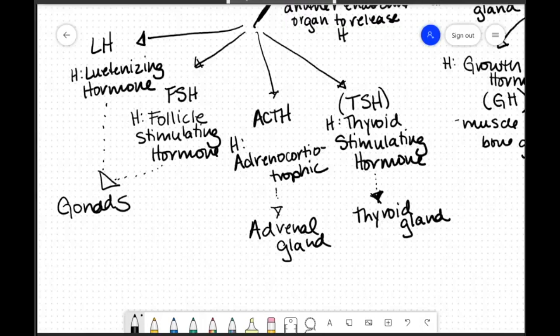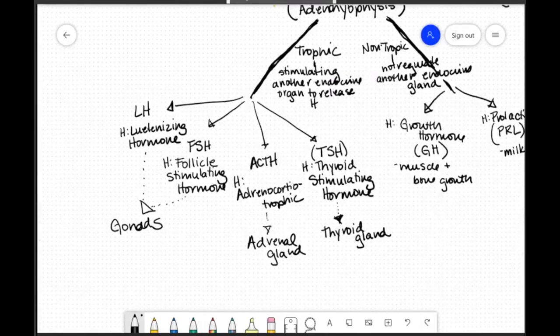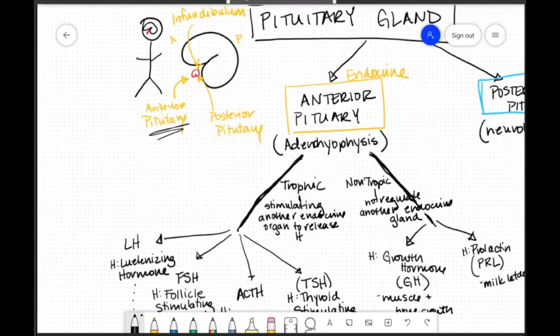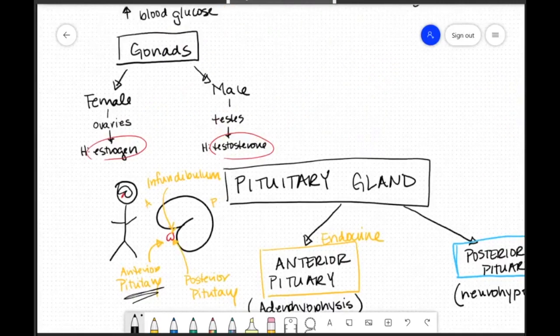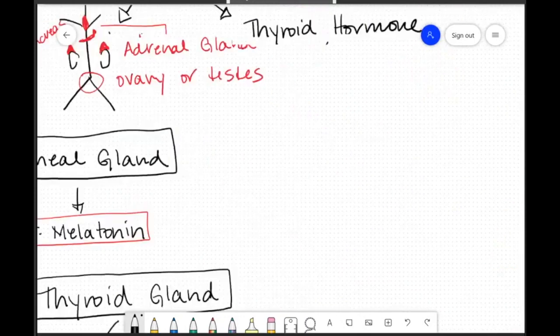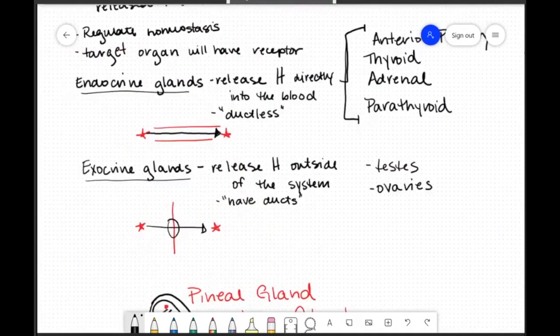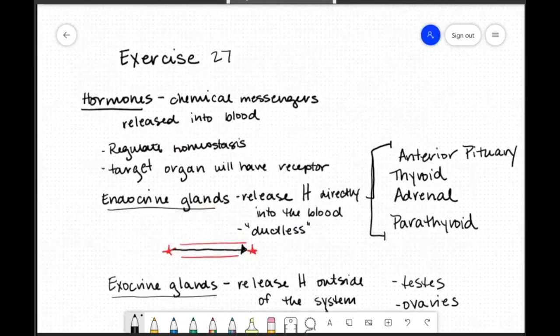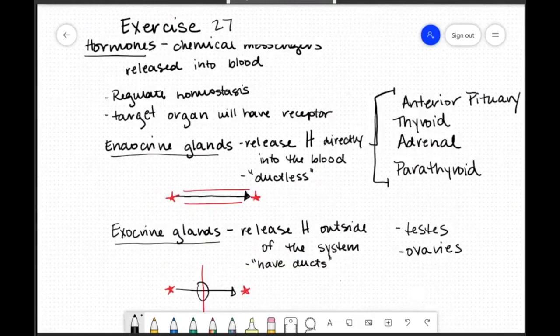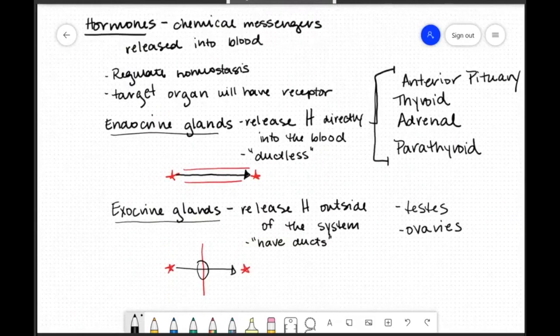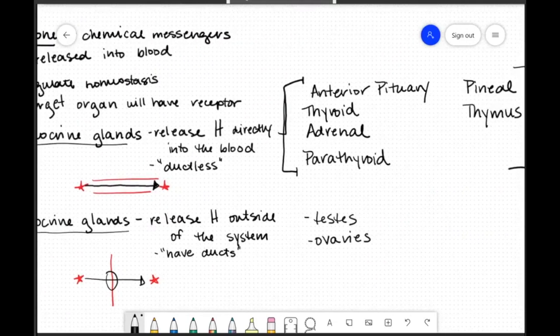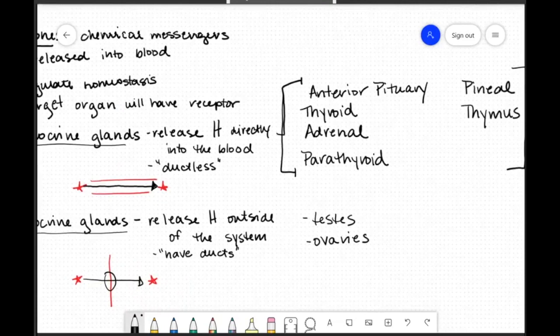Okay, so to wrap up, we've talked about a lot with this endocrine system. Scrolling all the way back up, the main focus of today is looking at the endocrine system as a whole, explaining what a hormone is, how it will be released from certain organs, how it travels in the blood, and then how it will act on another organ in the body. Some of those organs are going to be endocrine glands, where it will release the hormone directly into the blood. Those are the anterior pituitary, thyroid, adrenal, parathyroid, pineal, and thymus. We talked about those specifically.